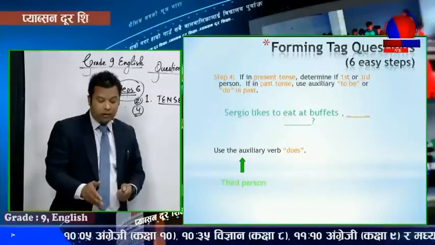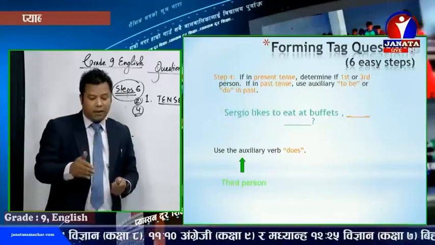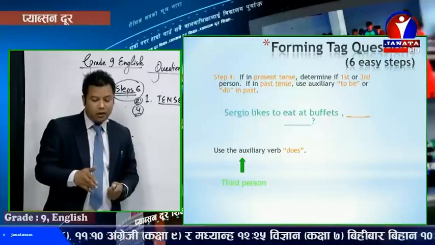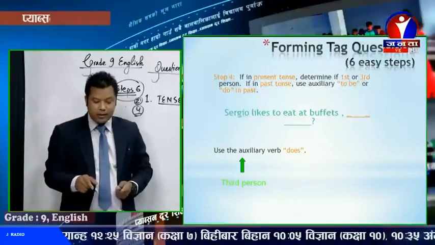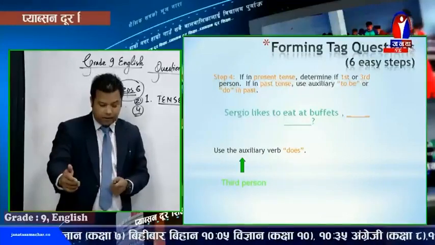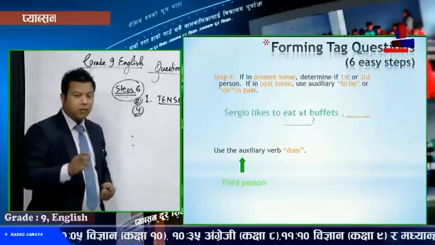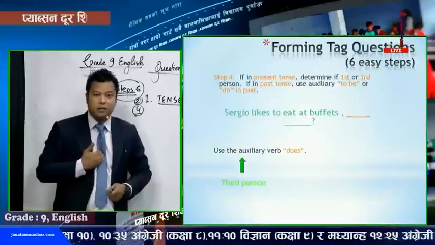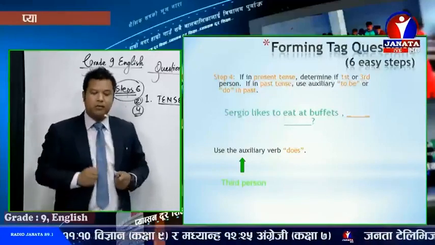Now see, step 4. If in present tense, determine if first or third person. If in past tense, use the auxiliary verb to be or do in past. What does it mean? Look at the sentence there. Sergio likes to eat at buffets. Now use the auxiliary verb does, because there is the third person pronoun Sergio. It's not the first person pronoun I. It's not the second person pronoun you. It's a third person pronoun.